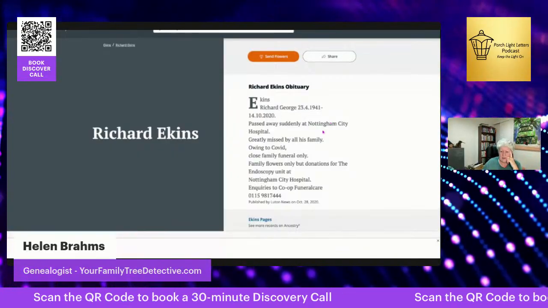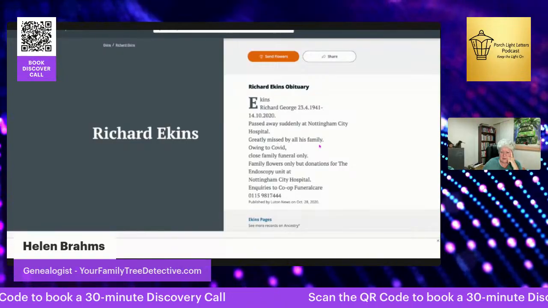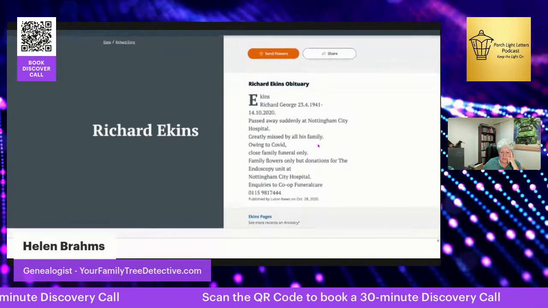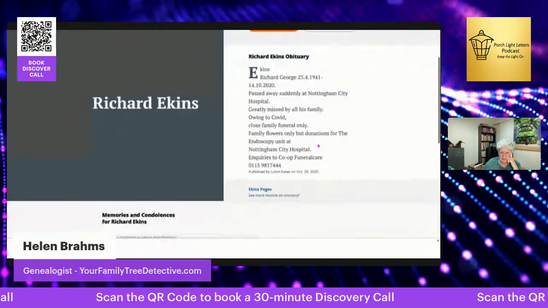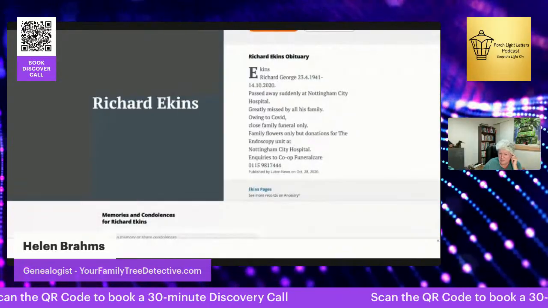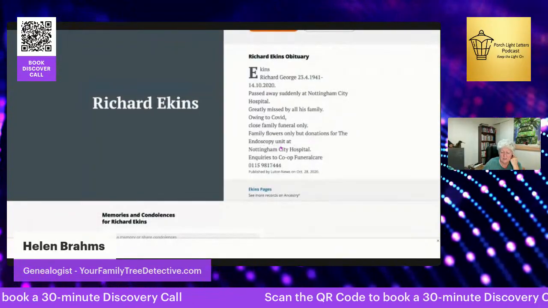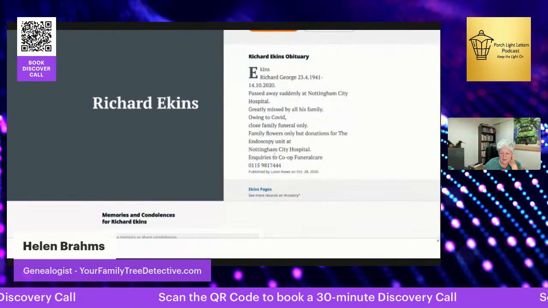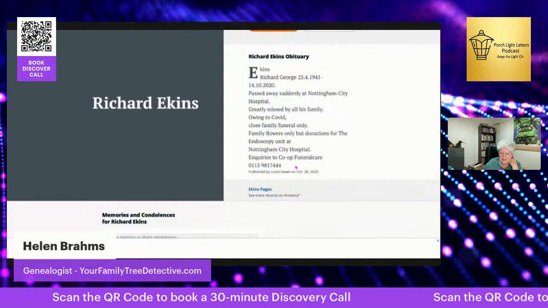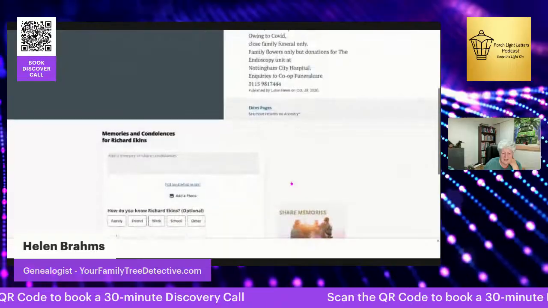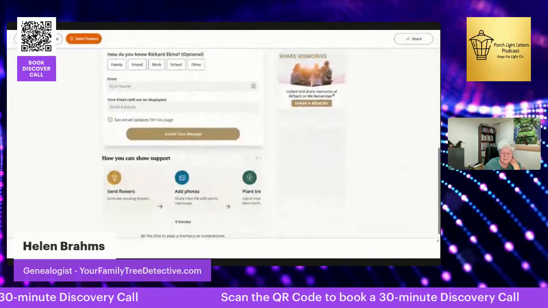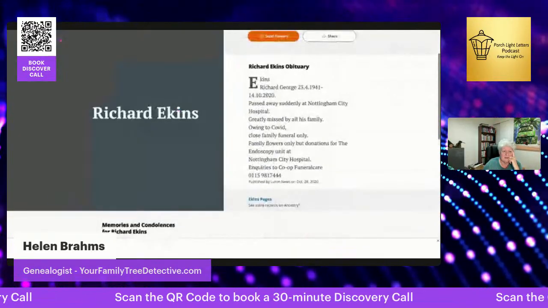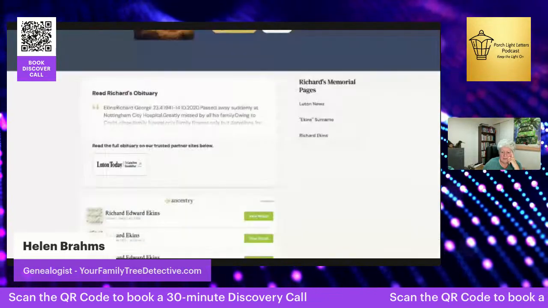Passed away suddenly at Nottingham City Hospital, greatly missed by all of his family. Owing to COVID, close family funeral only, family flowers only, but donations to the endoscopy unit at Nottingham City Hospital. Inquiries, da. Okay, and nobody's shared anything. Sometimes it's fun to read what other people share. So that's another English one.